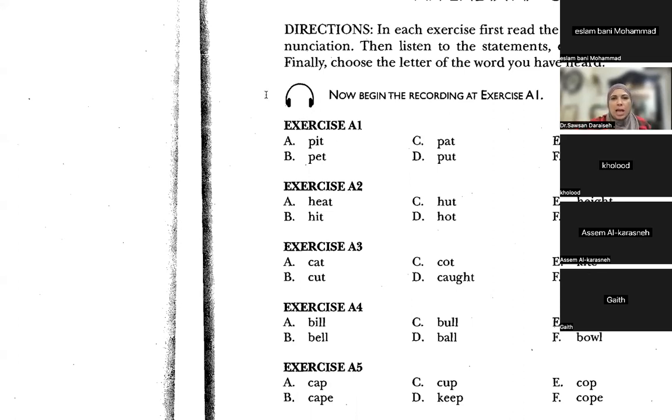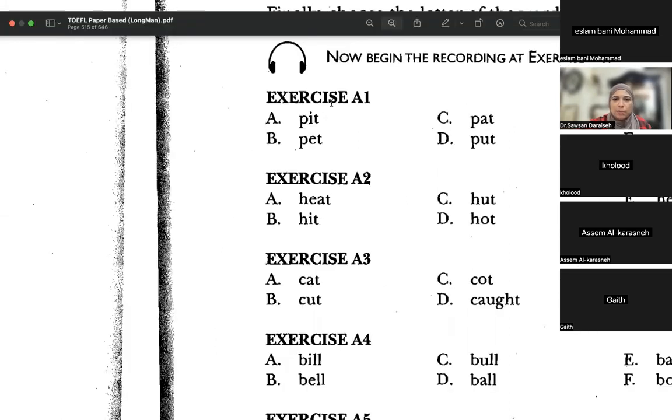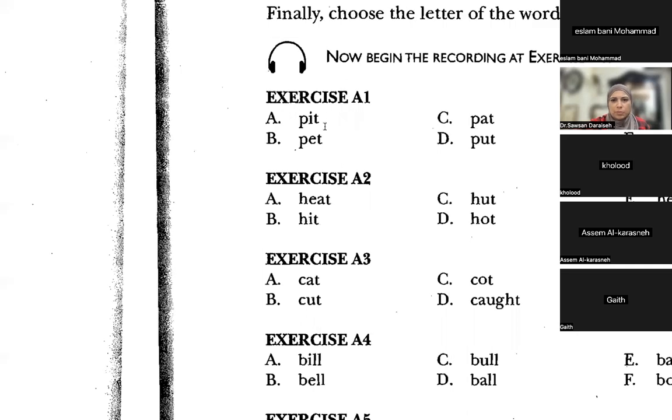Okay, so for example, are these words clear to you guys? Pit and pet, for example, are they clear? Pit, pet. See, there's a slight difference in terms of pronunciation in the middle area, in terms of the vowel. Now, who can tell me what this means, pit? And what does pet mean? Do you know what they mean?